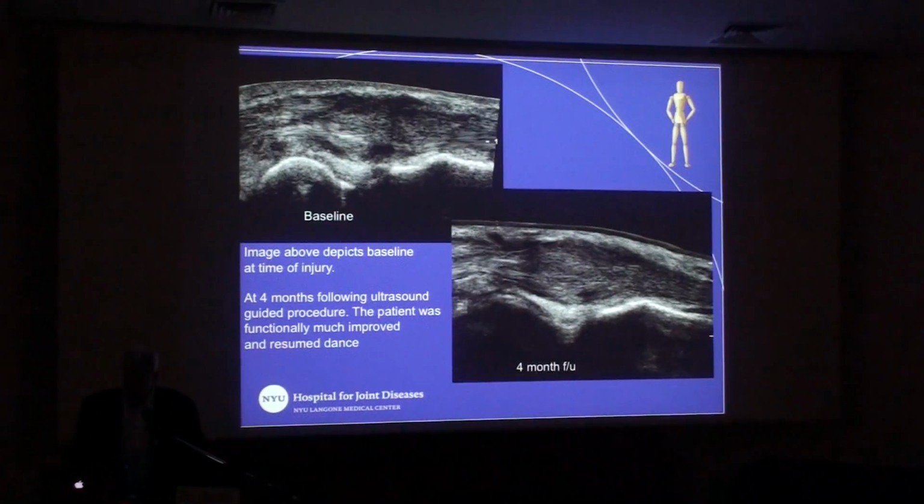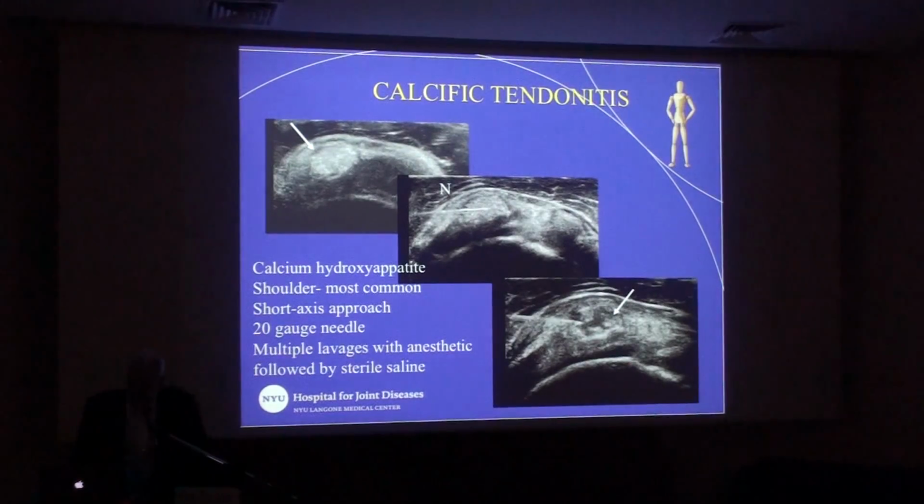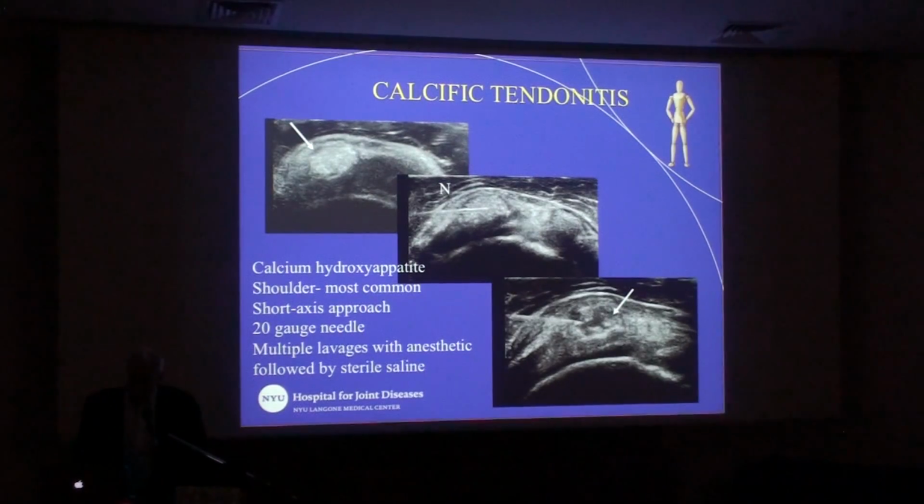So it's fairly strenuous activity, as you might guess. Calcific tendonitis is another area where we're very amenable to treat under ultrasound guidance. This is calcium hydroxyapatite, usually within the rotator cuff along the superficial margin. And we see the large majority of these within the supraspinatus and the infraspinatus tendon, as indicated over here. These are very amenable to percutaneous placement of the needle.